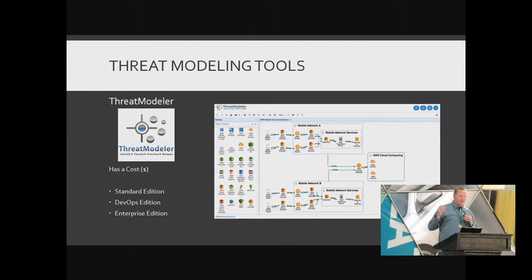Threat Modeler has a cost to it, but they have three different editions to use. You have Standard Edition, where you get a chance to draw everything out, more of a single use, a single machine license. You have a DevOps Edition, which is supposed to help the devs connect, they do their role, security folks connect and do their role, and you get a chance to track it through your lifecycle. And then the Enterprise Edition is for more of the distributed, keeping track of multiple systems, multiple different projects.